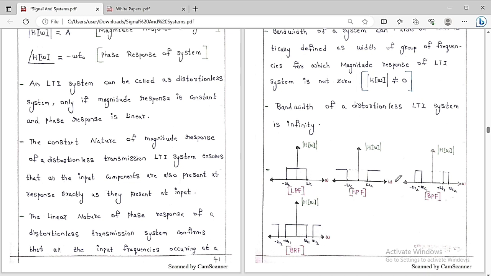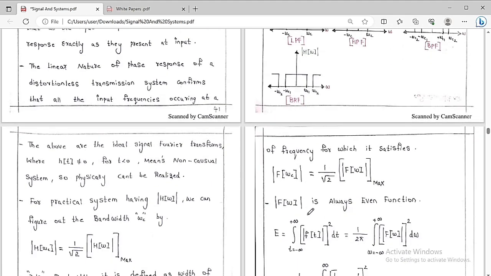So this is a low pass filter, this is a high pass filter, this is a band pass filter, and this is a band reject filter. Low pass filter means only low frequencies are passed, high pass filter means only high frequencies are passed, band pass filter means only a certain band of frequencies is passed, and band reject filter means a certain band of frequencies is rejected. So these things you always have to keep in mind.